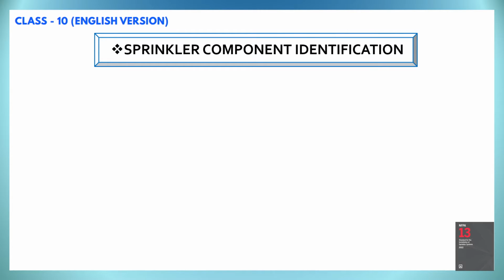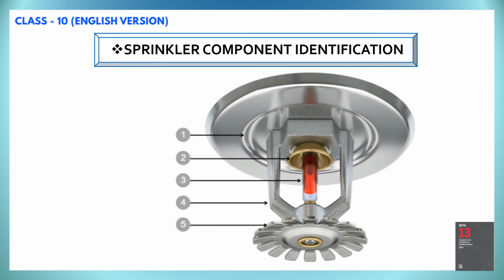We shall consider a recessed type pendant sprinkler, as you can see on our screen. Here we have shown a total of 5 components: 1, 2, 3, 4 and 5. This first component is not mandatory. Please note that this component is not mandatory. This is called the escutcheon or escutcheon plate. This will be considered based on the project specification requirement.